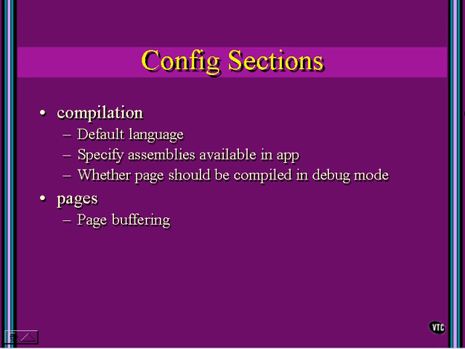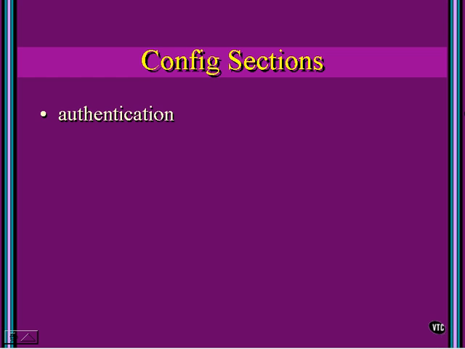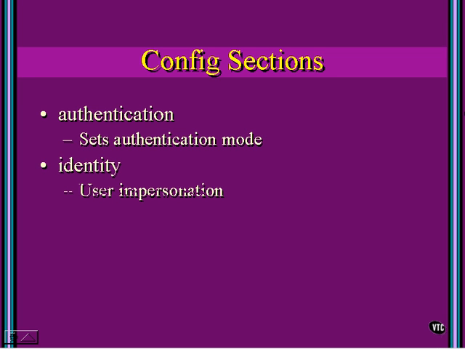There's a pages section that controls page buffering. We haven't talked about page buffering yet. It also controls session state and then view state. There's a custom errors section that determines how error information is displayed when errors occur. Authentication section, we're going to talk about that shortly when we talk about some of the security settings we need to be concerned with. This is where we set the authentication mode for this particular web page or web application.